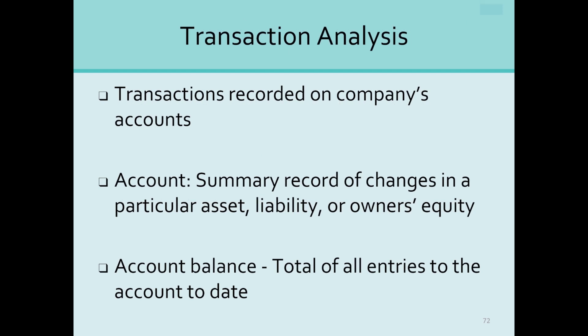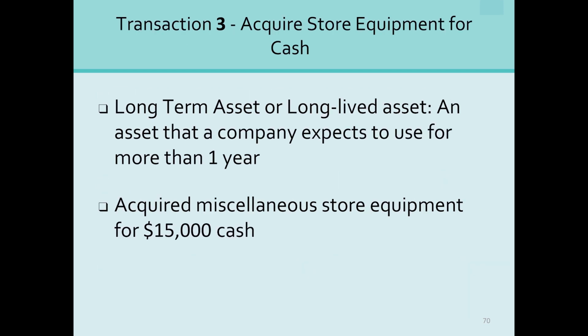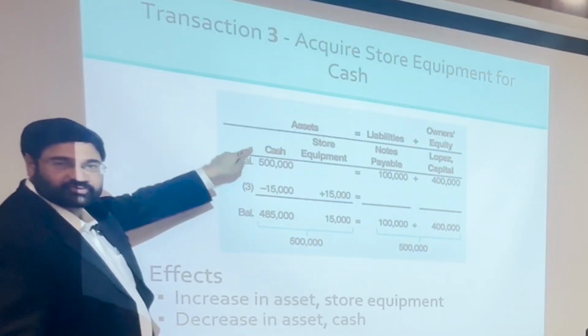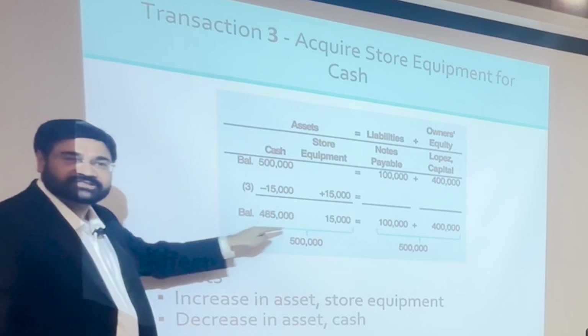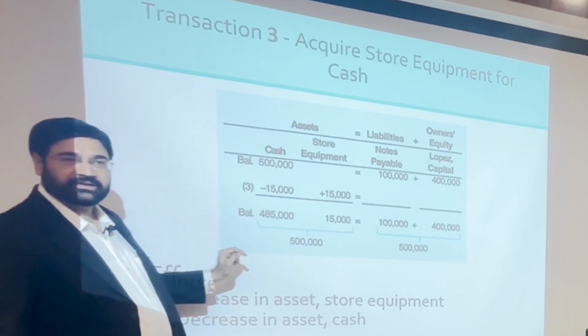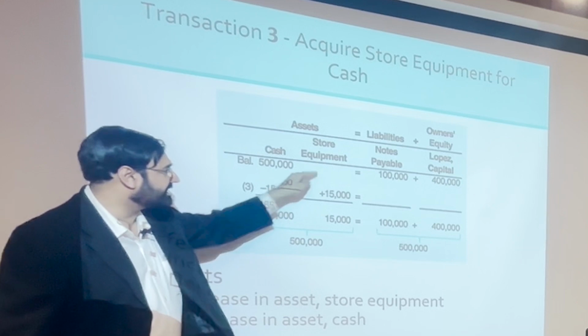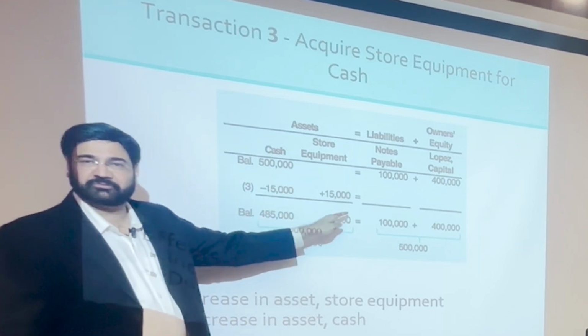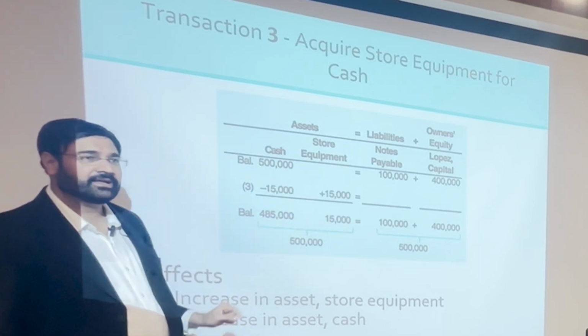So, an account is basically a summary record of changes in a particular asset, liability or equity, and the account balance is the total of all entries in the account to date. So, let us go to the previous slide. In the previous slide, these are all the account of cash and this is the balance of cash. Okay? Are you getting it? This is the account of equipment and this is the balance of equipment. So, this is what we are saying in the next slide.